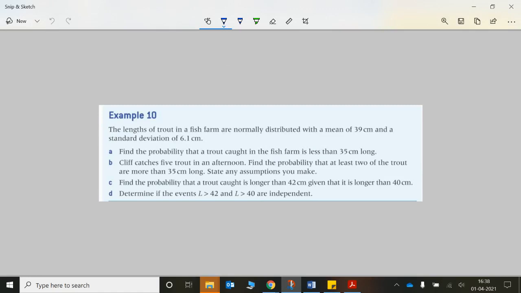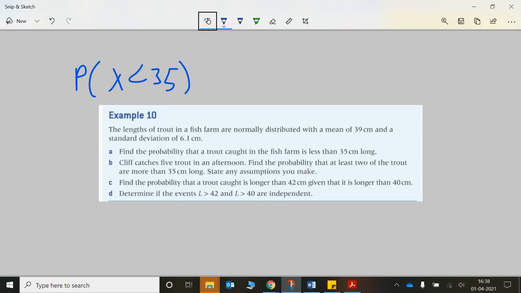This one says the lengths of trout in a fish farm are normally distributed with a mean of 39 centimeters and a standard deviation of 6.1 centimeters. Again, we're expecting that plus or minus 6.1 centimeters will catch about 68% of all fish either side of the 39 centimeters. Part A says, find the probability that a trout caught in the fish farm is less than 35 centimeters long. So we're looking for the probability that X is less than 35 centimeters.